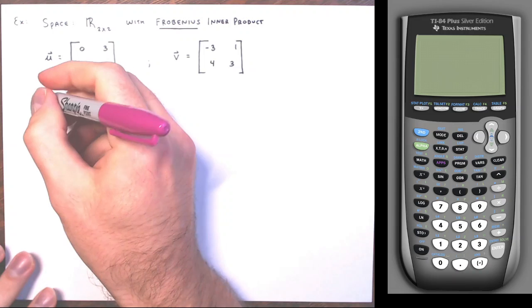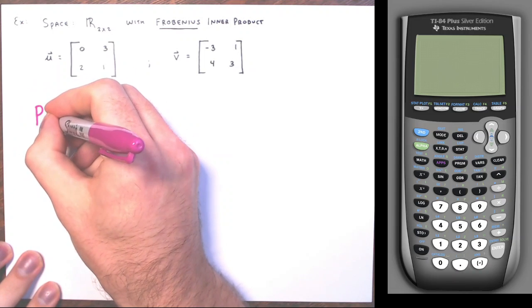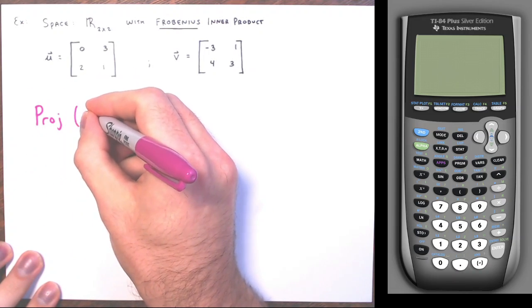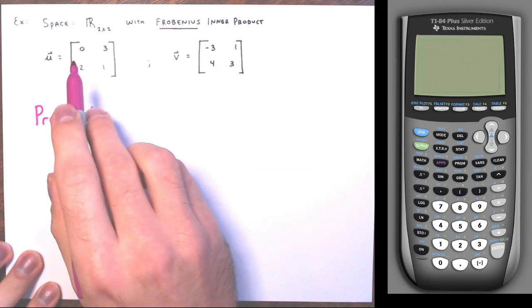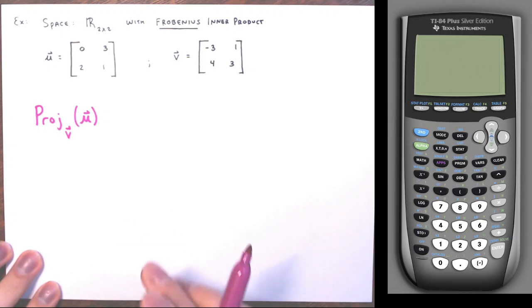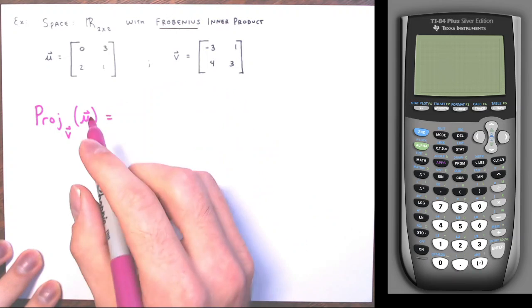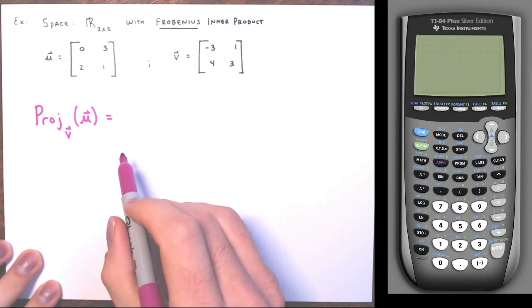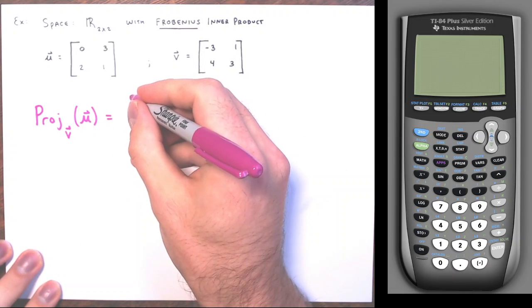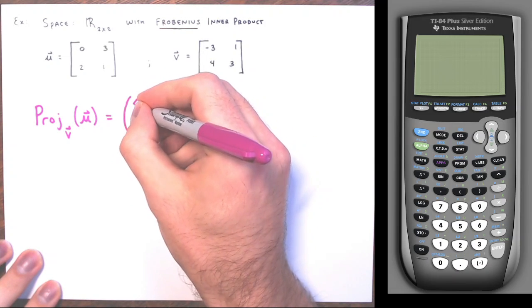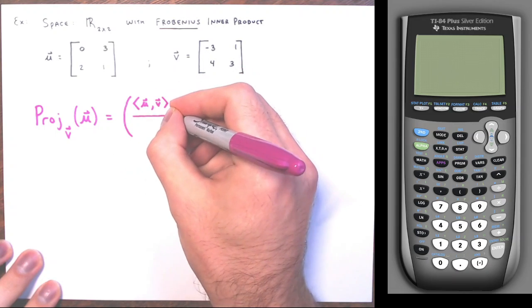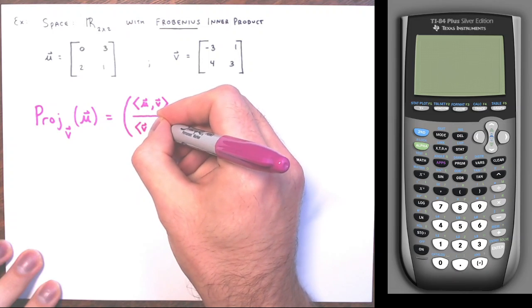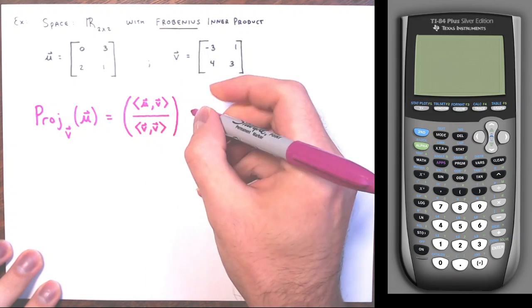The orthogonal projection of vector u onto vector v, and again you can switch these if you wish. You could project v onto u if you wanted. Just make sure you switch all the letters that I had in previous formulas. If I'm projecting onto v, the result should be a scalar multiple of v, and that scalar is the inner product of u with v in the numerator divided by the inner product of v with v in the denominator, right? And then multiply by v.